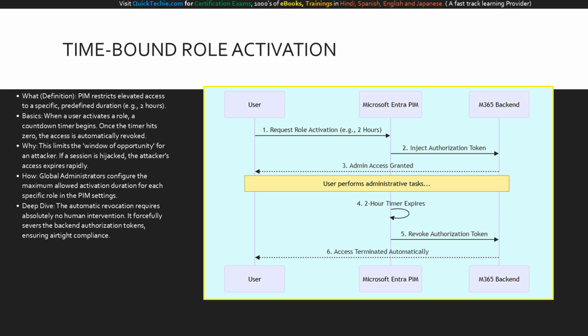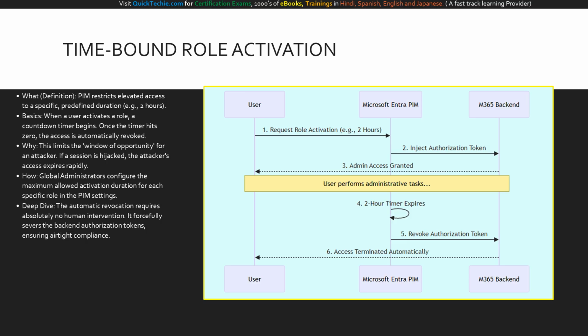Let's drill down into the most critical mechanism of PIM: time-bound role activation. What does this mean? It means that administrative power comes with a strict expiration date. When a user requests elevation, they don't get the role indefinitely. They get it for a predefined duration, such as 2 or 4 hours. As soon as the role is activated, an immutable countdown timer begins.